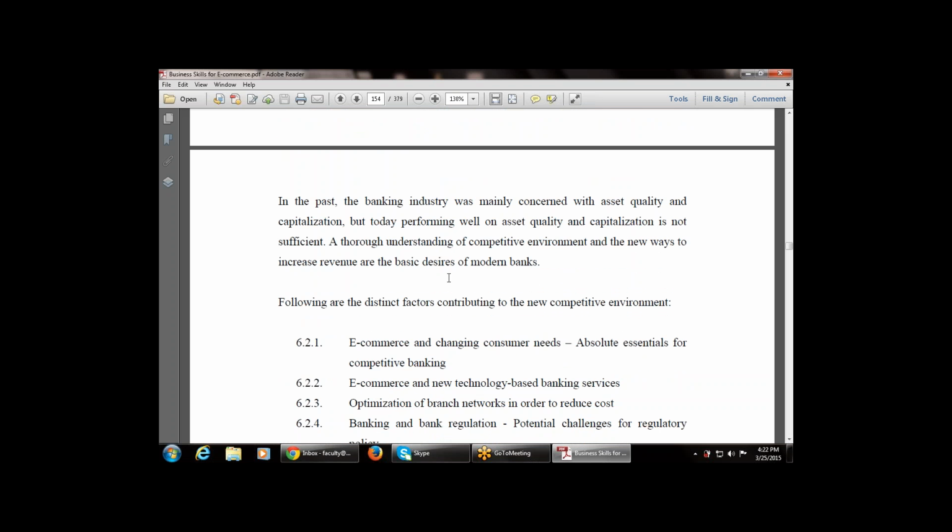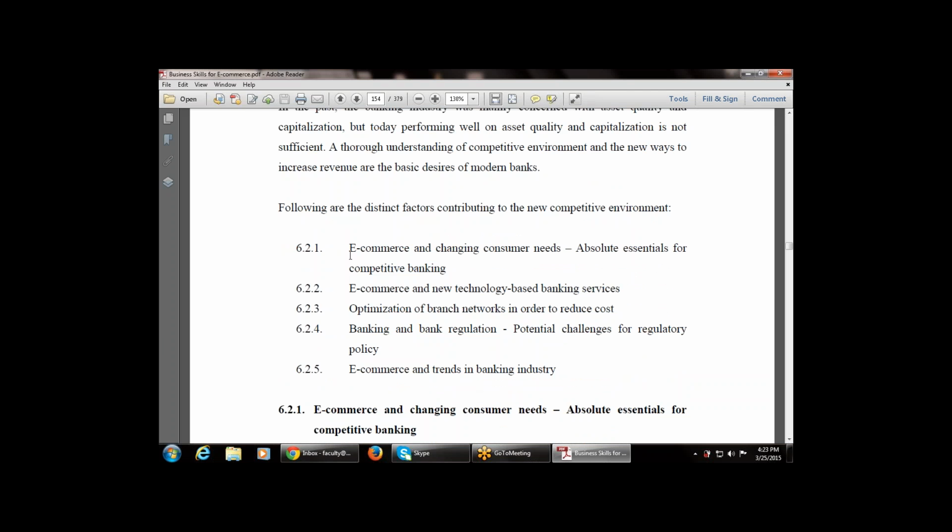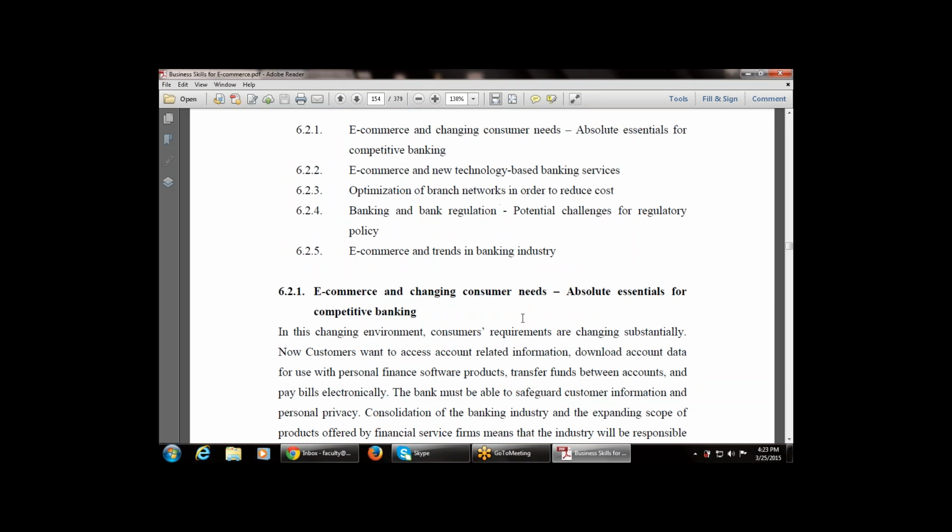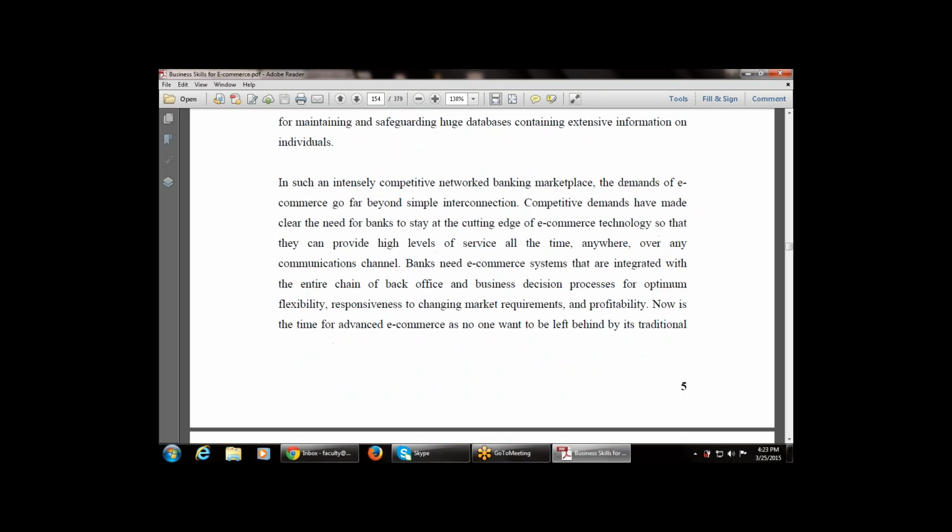Then we have studied the various factors that move the e-banking era into a new competitive environment. So these are the various factors that contribute to the new competitive environment. The first factor is e-commerce and changing consumer needs. That is very essential for competitive banking. So how e-commerce is used for the changing consumer needs is one of the factors that move banking into the new era.